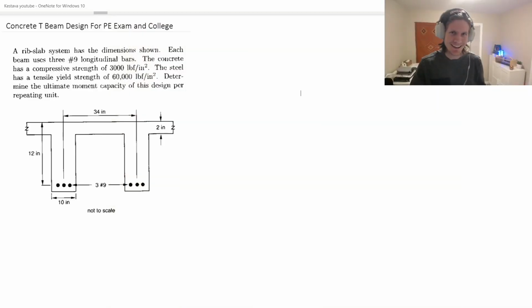All right, let's jump into the classroom, shall we? Ta-da! T-beams. Scary. A rib slab system has the dimensions shown. Each beam uses 3 number 9 longitudinal bars. The concrete has a compressive strength of 3,000 psi, pounds per square inch. The steel has a tensile yield strength of 60,000 psi, pounds per square inch. Determine the ultimate moment capacity of this design per repeating unit.